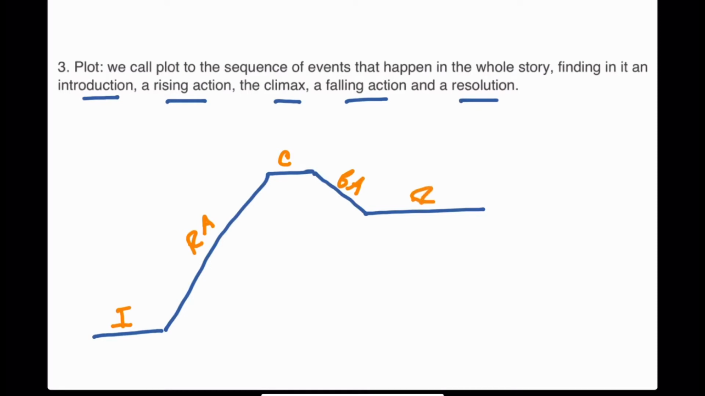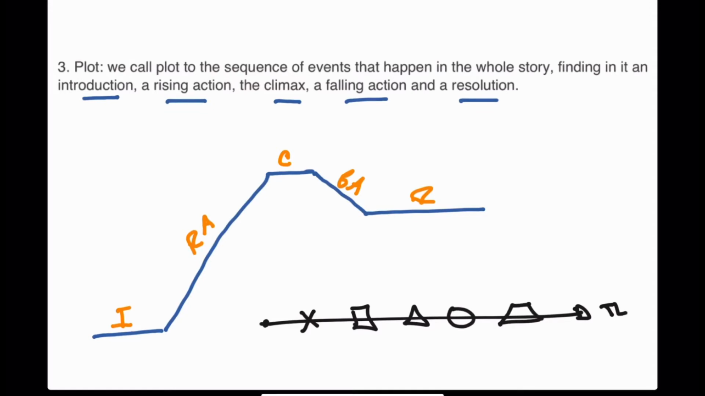So by definition we could say that the plot is a sequence of events. So we can have here a timeline, okay, and we can start setting different kinds of events across this timeline in order to show the whole story. It is important that all the events follow a sequence in order to make sense with the story.